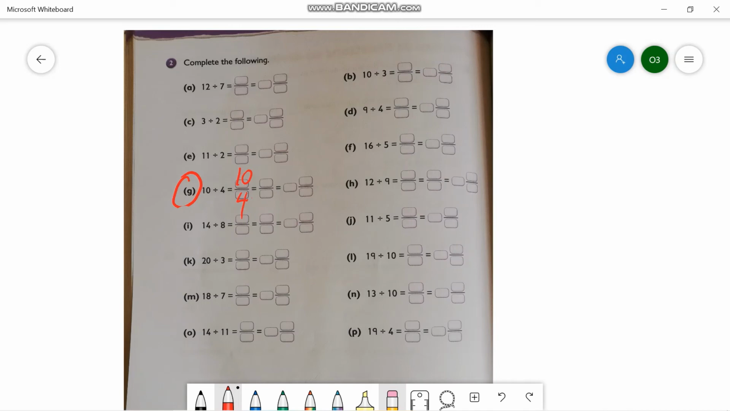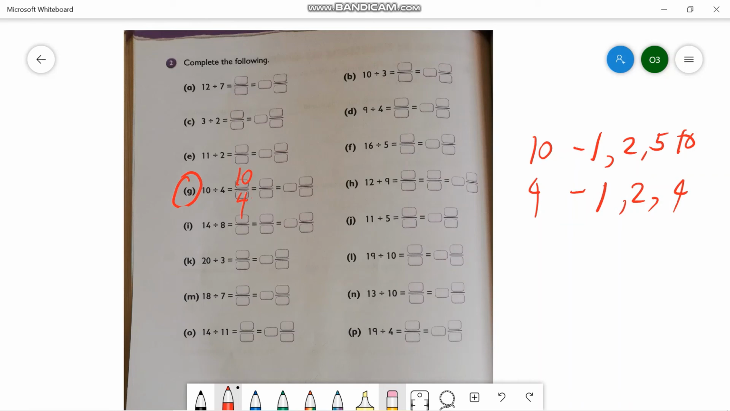What are the common factors of 10 and 4? So let's write here 10 and 4. What are the factors of 10? It means what are the numbers that we're going to multiply to get 10. So we have 1 times 10 and 2 times 5. Okay, now for 4, what are the factors of 4? 1 and 4, and 2 times 2. So in writing the factors, you have to write it in ascending order from smallest to greatest.